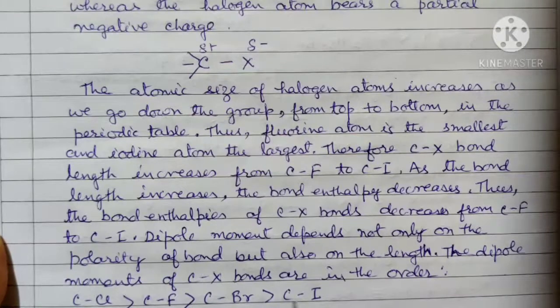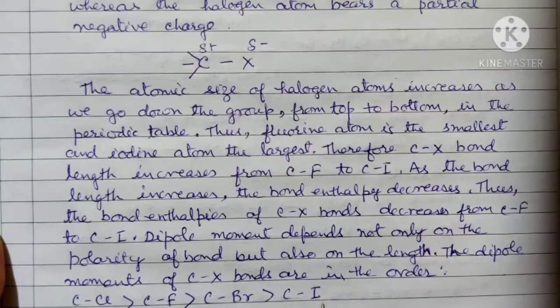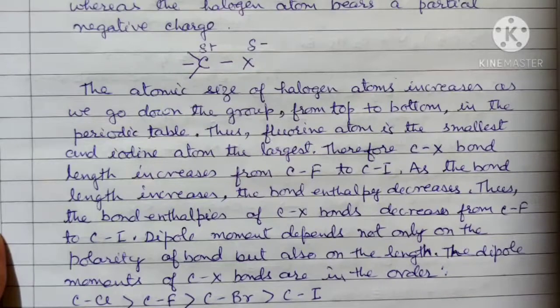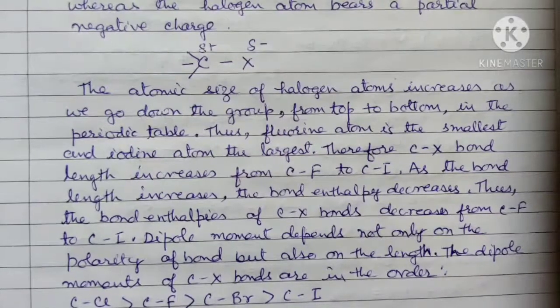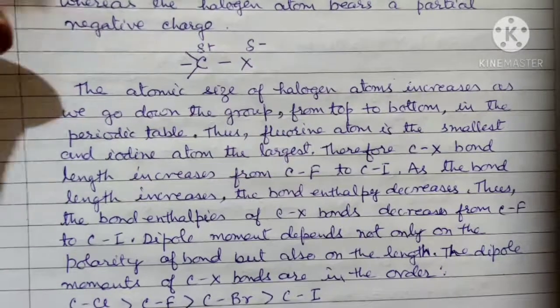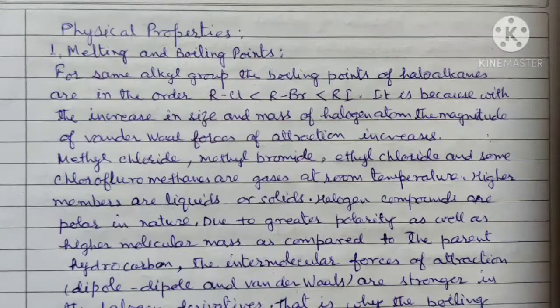And for the other atoms, as we go down, there is a decrease in electronegativity, and that's why there is a decrease in the polarity of the bond. So in this way we can explain the nature of the C-X bond in haloalkanes.